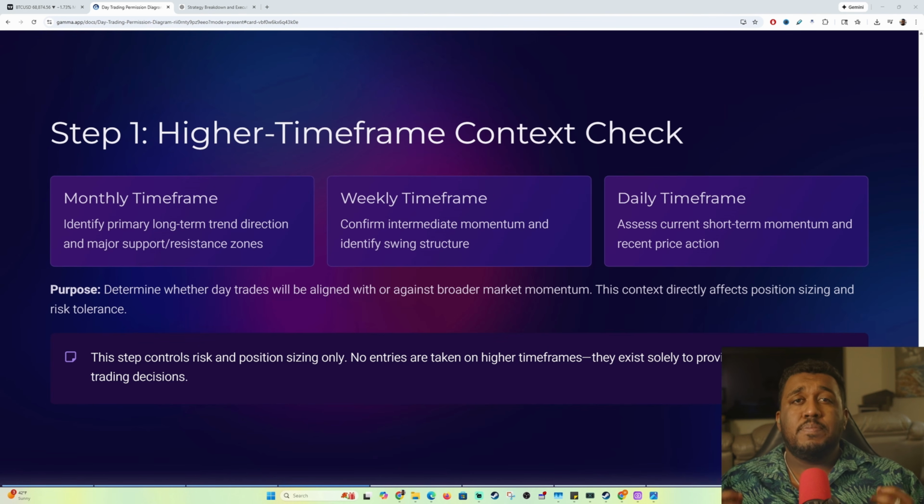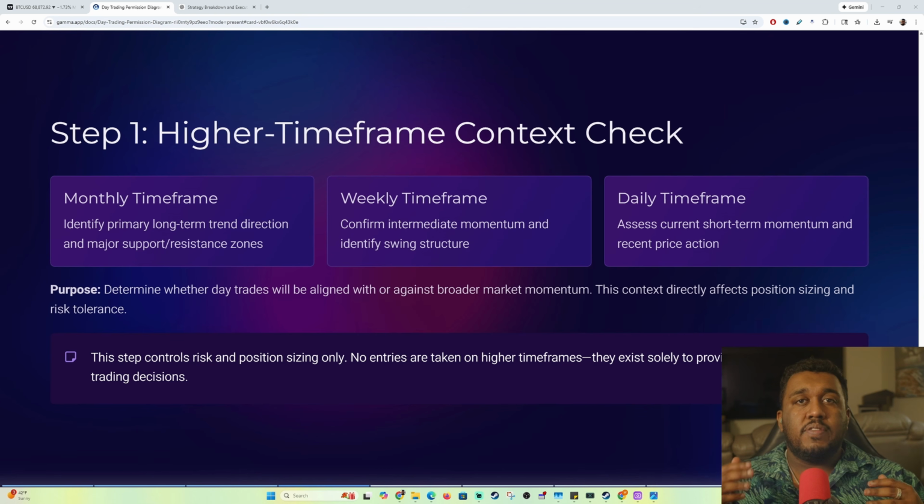Step 1 is going to be the higher time frame context check. This is where you review the monthly, weekly, and daily charts. The monthly chart identifies the primary long-term direction and the major areas of support and resistance. The weekly chart is going to confirm the immediate momentum and the swing structure. The daily chart assesses the current short-term momentum and recent price action.